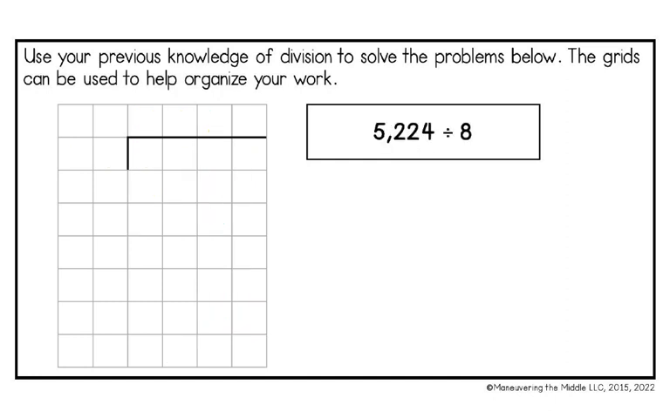All right, this time we have 5,224 divided by 8. So I need to rewrite it using our little box. So 8 is going to go on the outside.